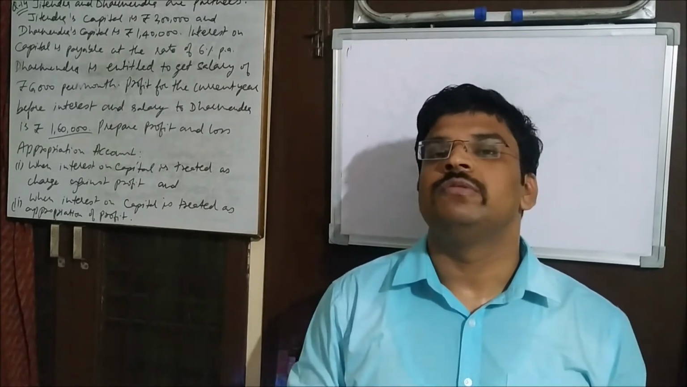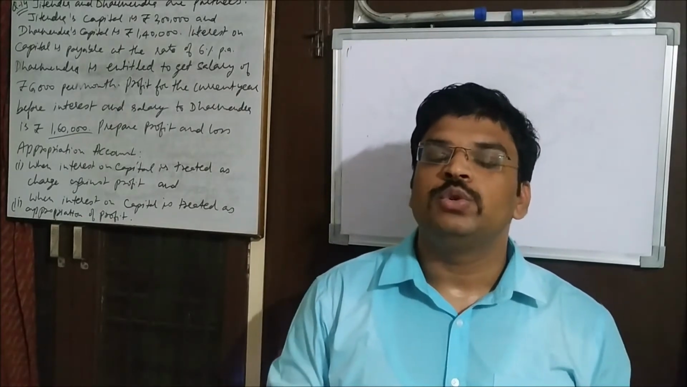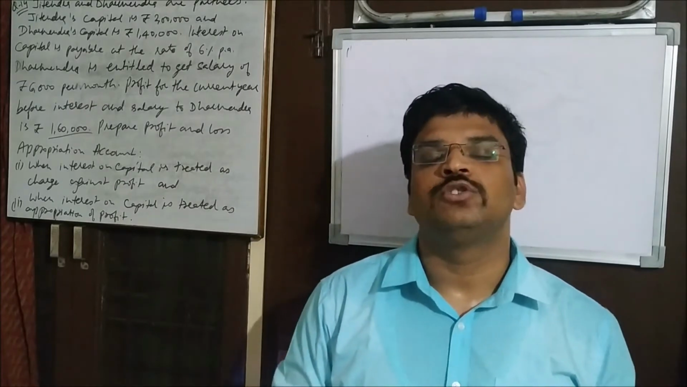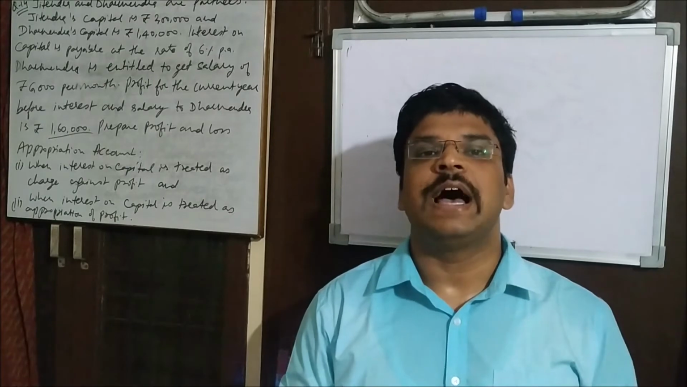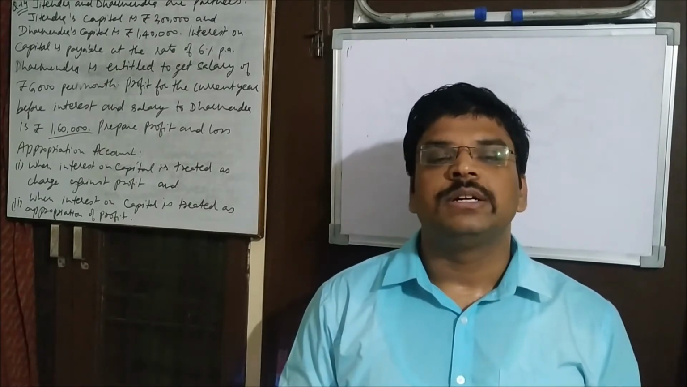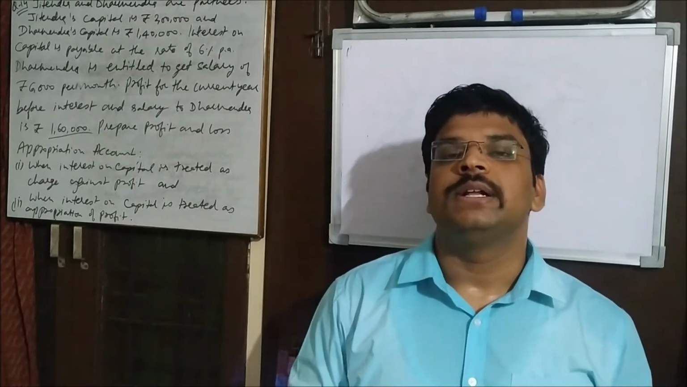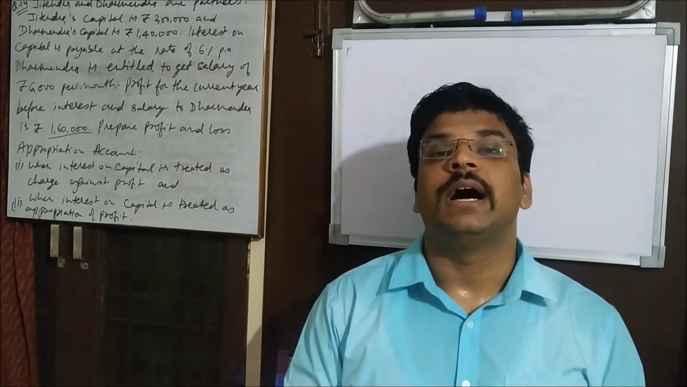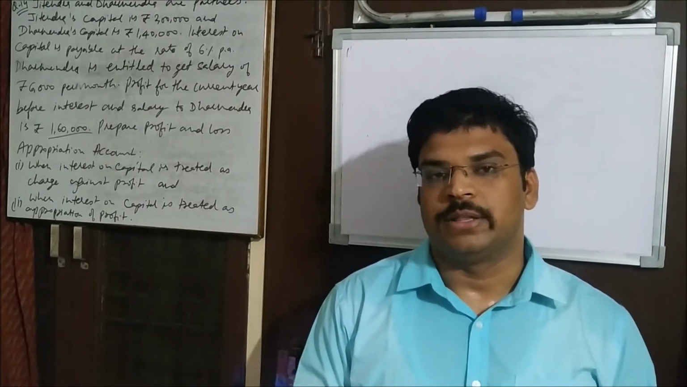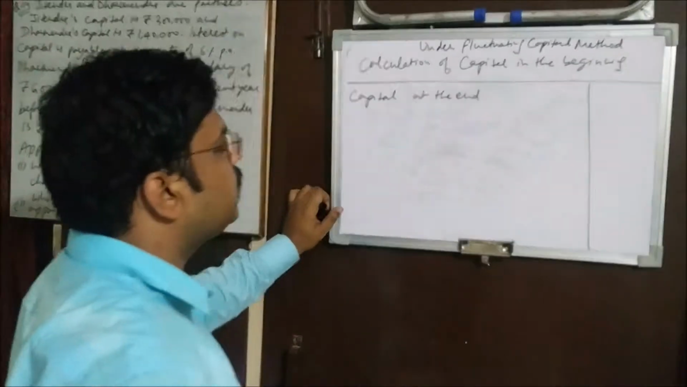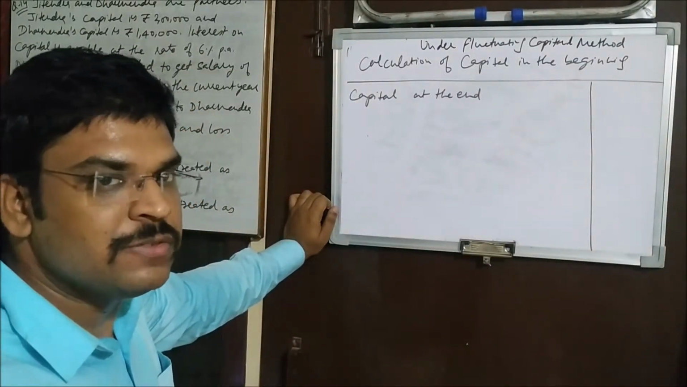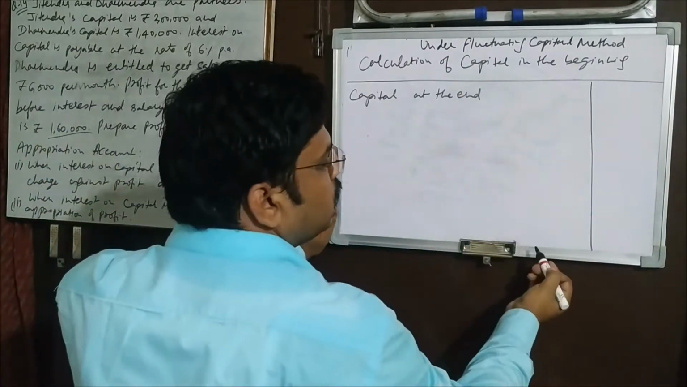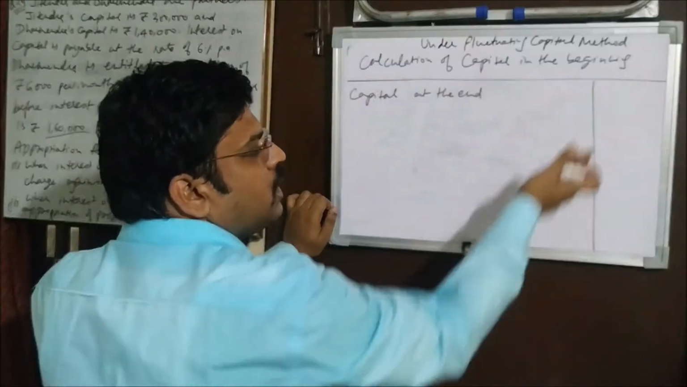The same procedure will be followed here, but as you know that partners have two methods of maintaining capital account, that is fluctuating and fixed. So very first I am going to show you how the partners are going to calculate their opening capital, means capital in the beginning, under fluctuating capital method. Okay, very first we'll keep here capital at the end, and we'll do that for both the partners. If there are two partners, we'll make two columns here. Okay, if there are three partners, we'll make three columns there.